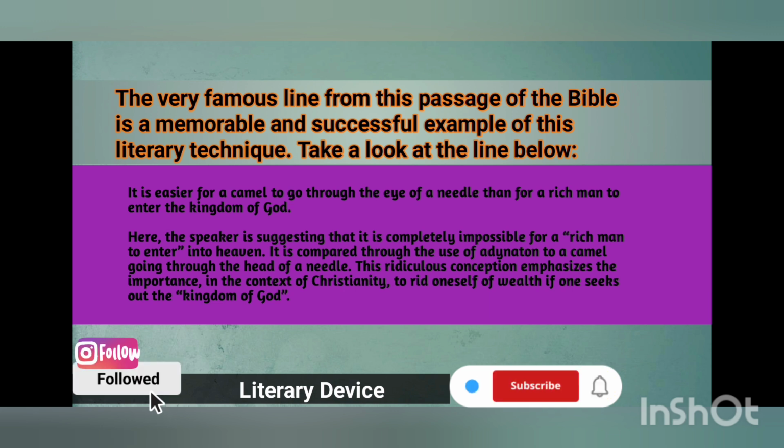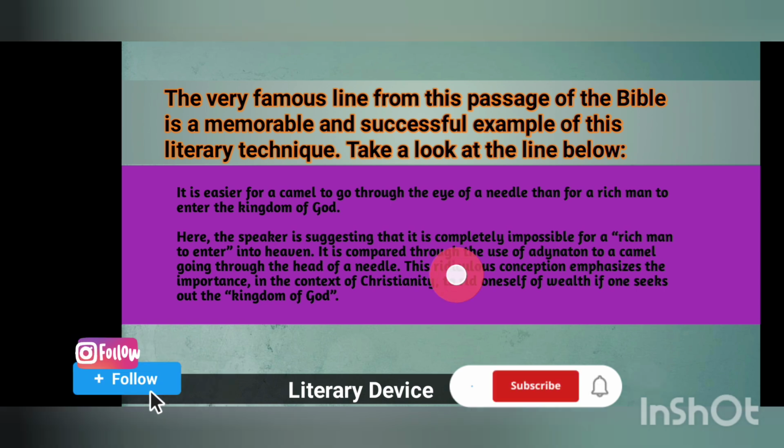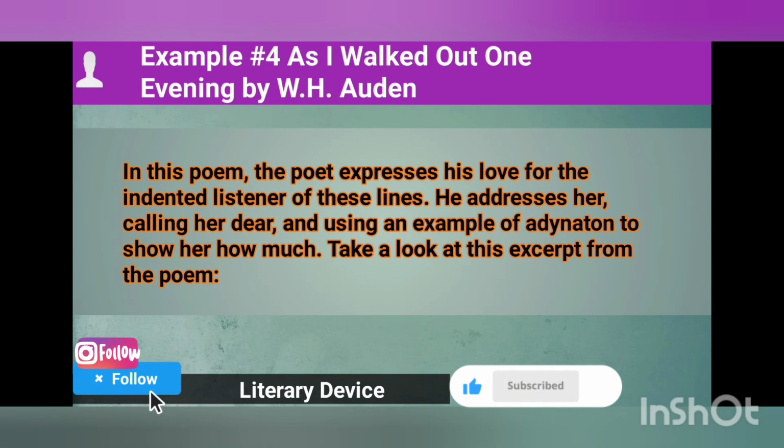"As I Walked Out One Evening" by W. H. Auden. In this poem, the poet expresses his love for the listener. In this line, he addresses her, calling her dear and using an example of Adynaton to show her how much he loves her. Take a look at this excerpt from the poem.